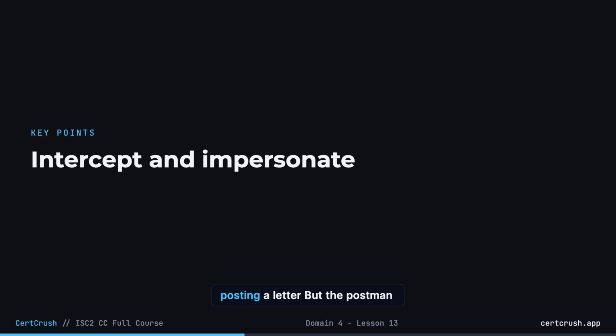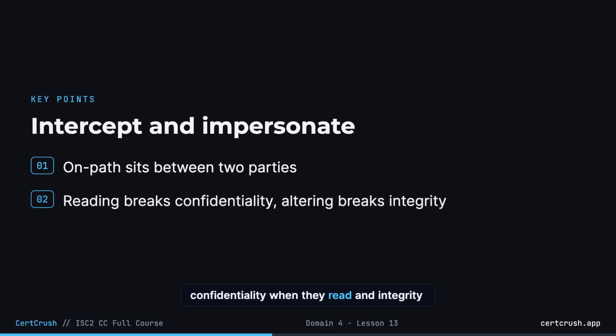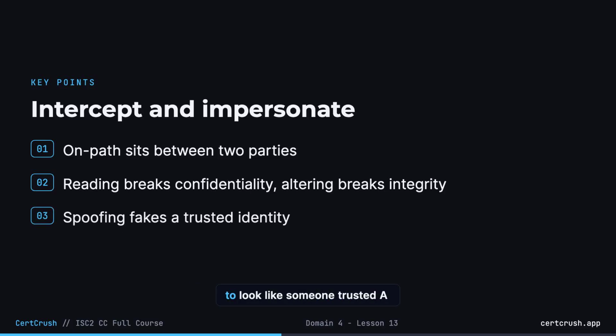Man in the middle, also called an on-path attack. Imagine posting a letter, but the postman steams it open, reads it, changes a line, then seals it and sends it on. Neither you nor the recipient ever knows. That is on-path. The attacker sits secretly between 2 parties, reading and sometimes altering the traffic. So it breaks confidentiality when they read, and integrity when they change.